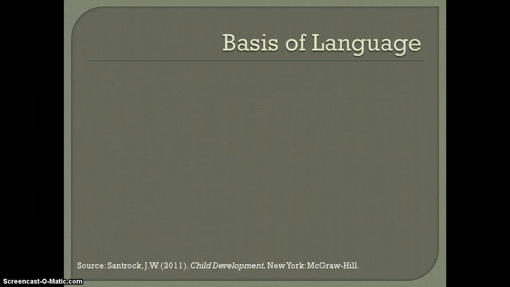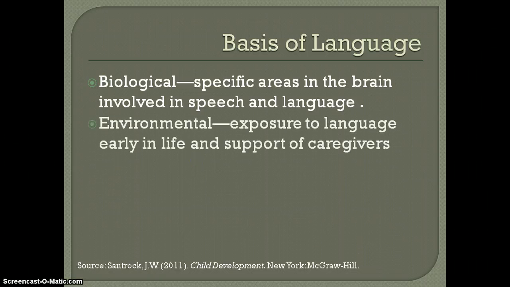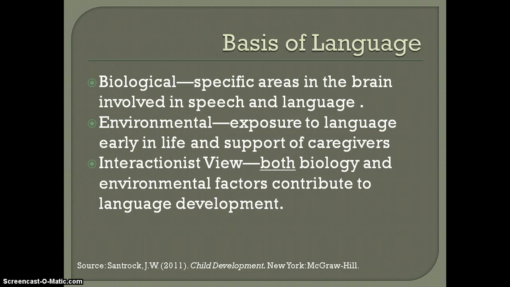Researchers have tried to answer the question of where language comes from. From studies of patients with brain damage, researchers have discovered that there are 2 areas in particular in the brain, Broca's area and Wernicke's area, that are involved in language. Environmental factors also play an important role. Children who are socially isolated early in life have difficulty learning language, if they ever do. Support of parents and caregivers also enhances learning language. The interactionist view emphasizes that both biological and environmental factors contribute to language development.